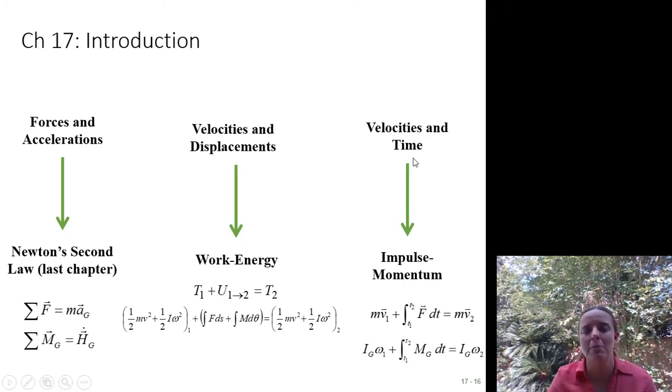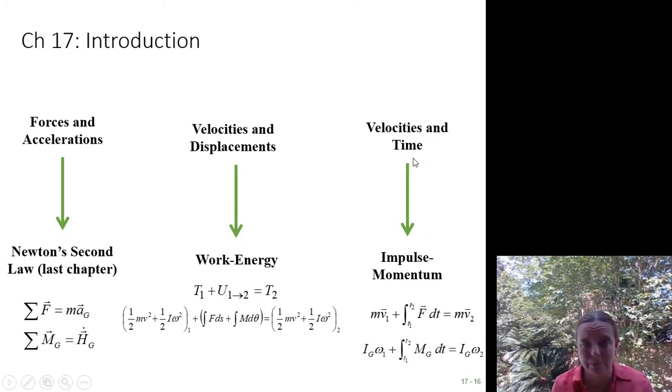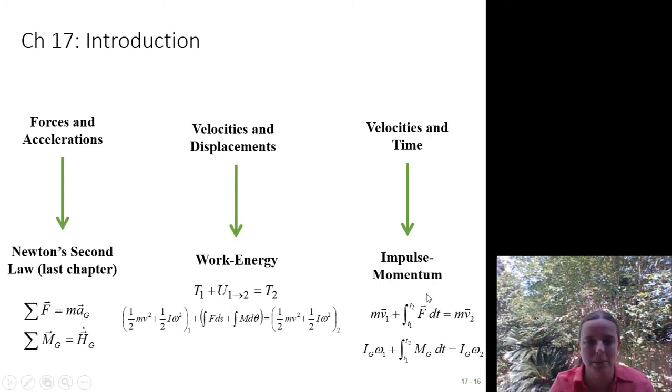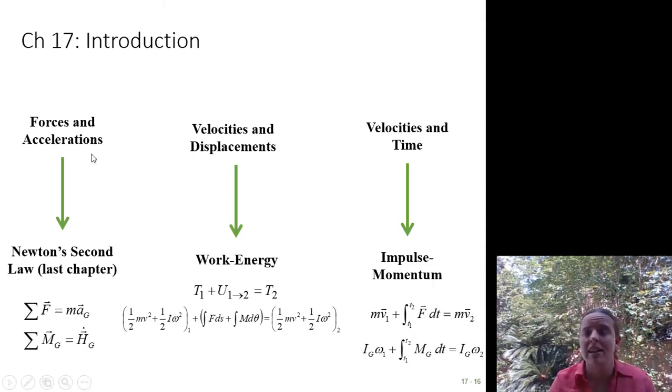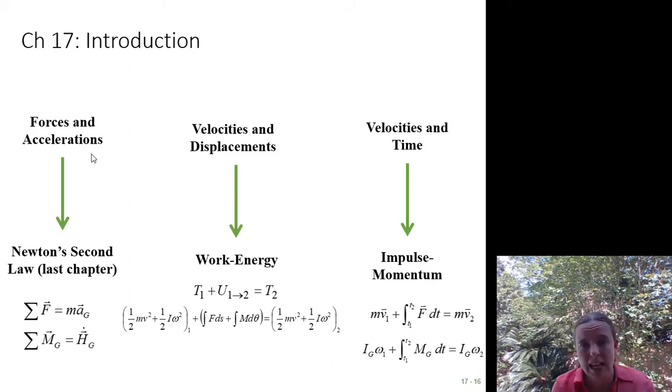If the problem statement gives you something with time, so you have this velocity and 3 seconds later there's a new velocity, and in that 3 seconds some force was applied, that would be impulse and momentum. So pay attention to those key words in the problem statement to know what method to use to solve that problem. If it just has information about forces, stick with free body diagrams, kinetic diagrams, chapter 16 methods.